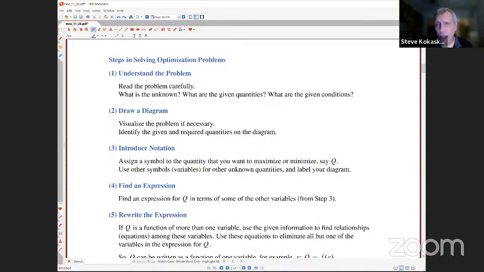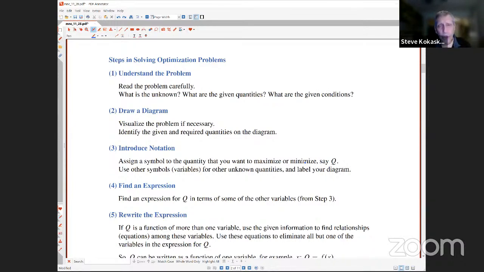What are the given conditions? Are there any extra conditions in the problem? I think number two is very important. You should try to draw a diagram if you can. I'm going to try to do a little bit of that this evening too, Curtis, to help me. This helps me visualize the problem a little bit better. When I have a diagram, I can identify the quantities that are given to me, those that I need to find. I can put them on the diagram, and that helps me a little bit better.